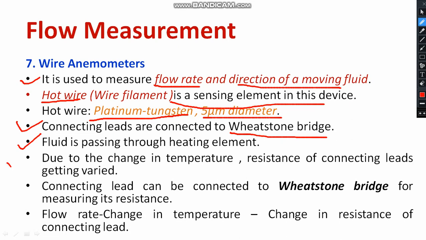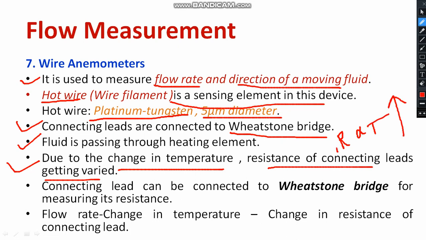Due to changes in temperature, the resistance of the platinum lead also varies. It has a positive temperature coefficient of resistance. As the temperature increases, resistance also becomes high. R is directly proportional to T. You can write the relation: R is directly proportional to T. As the temperature increases, the resistance also increases. That point you have to remember.